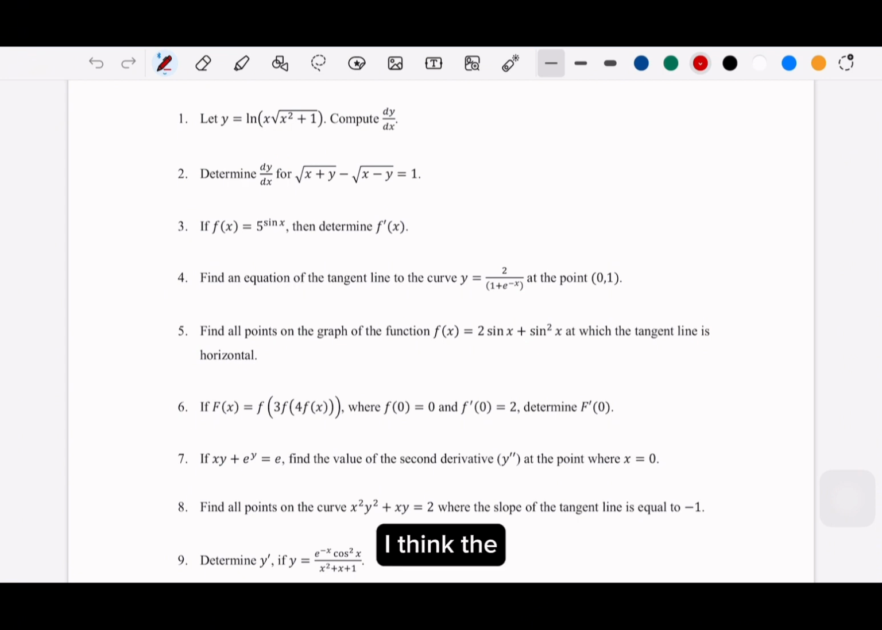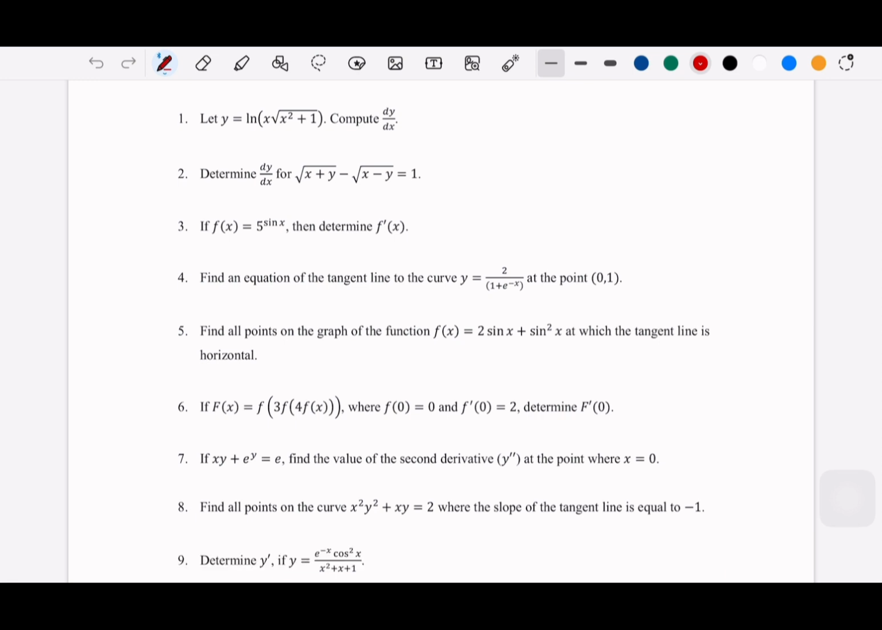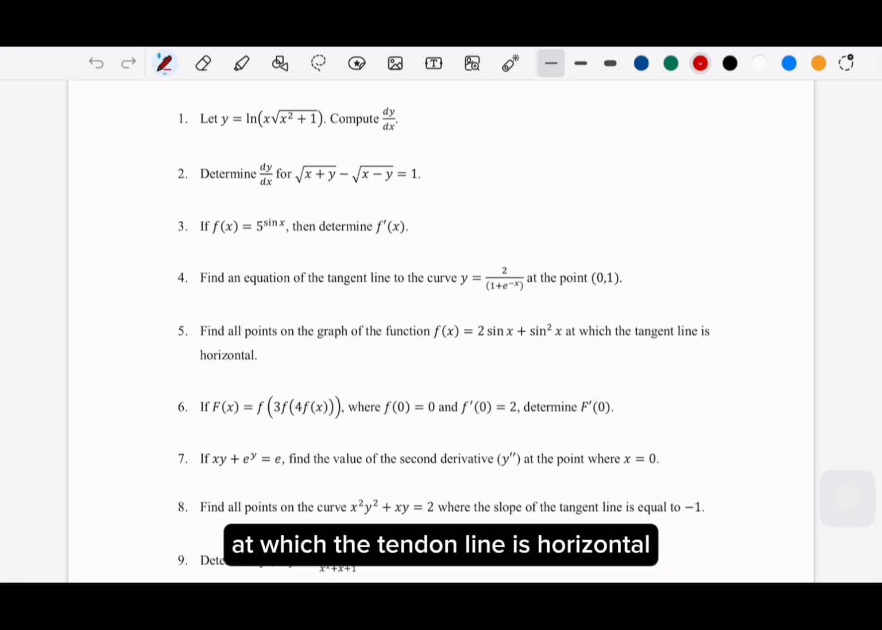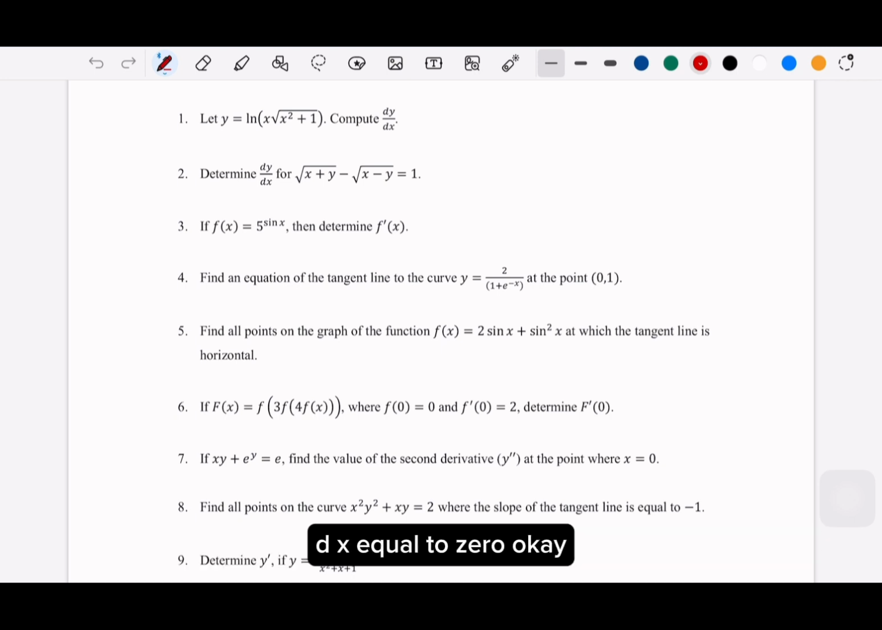I think the most difficult part is around 7 to 9. 7, 8, 9. Number 5, find all points of the function at which the tangent line is horizontal. Tangent line horizontal means the derivative, or dy/dx, equals 0. Okay?